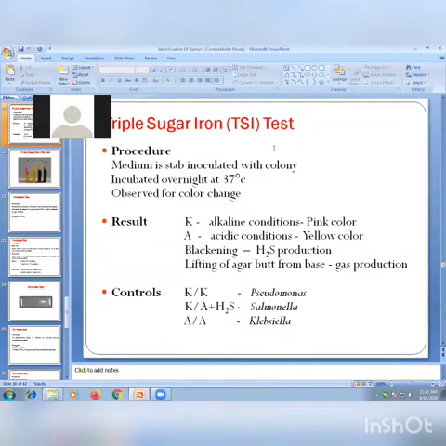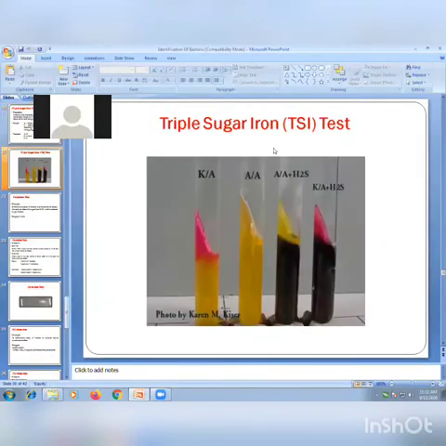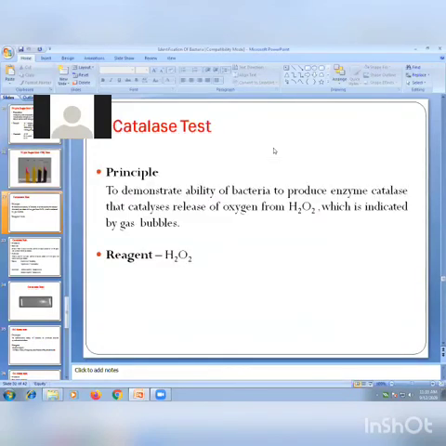So alkaline condition, pink color; acidic condition, yellow color, because in acidic condition phenol red is yellow and in alkaline condition it is pink. Blackening of the butt indicates H2S production, and lifting, air bubbles generally indicate gas production. So these are the pictures again, but here due to some technical problem, the color changed, so the blue color you observe is like a pink color.